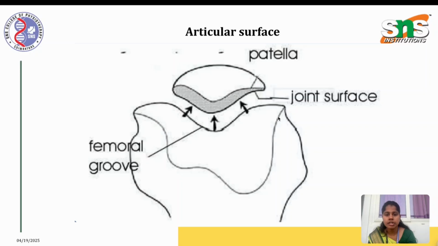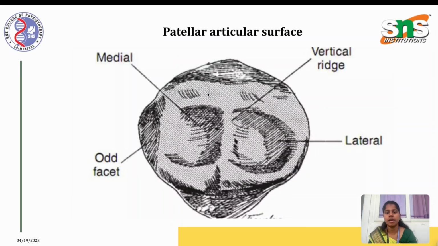So this is the articular surface of the patella. This is the femoral groove, and this is the patella, and this is the joint surface on which the patella sits on the femur. And this is the medial aspect, and this is the lateral aspect. This is the vertical ridge, and this is the odd facet.